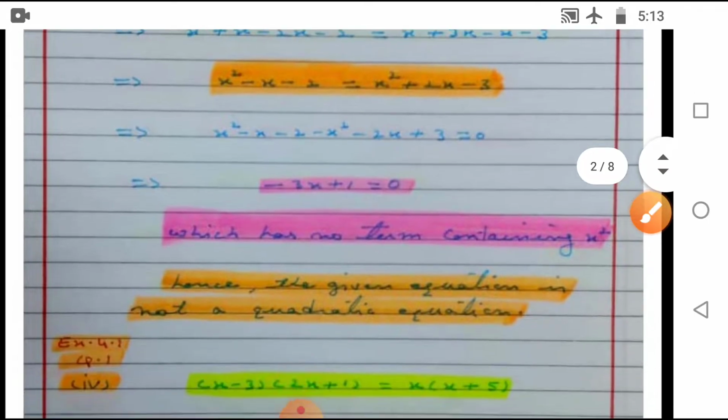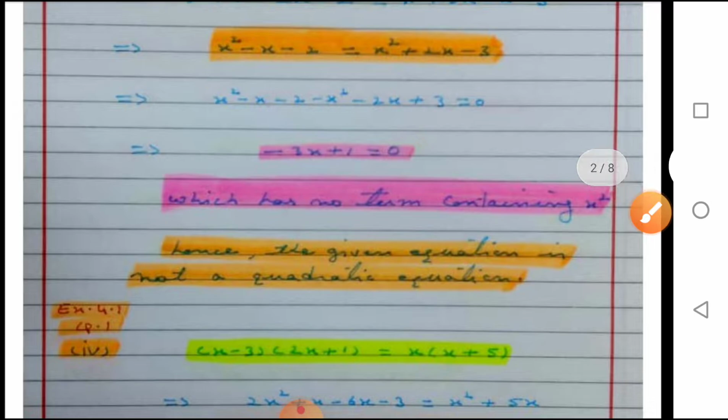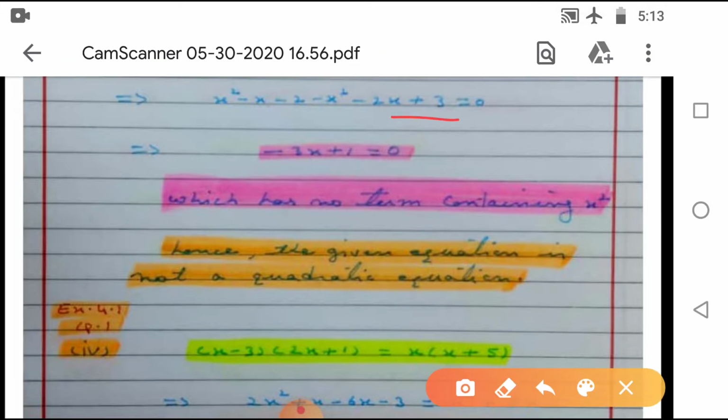The given equation is not a quadratic equation, because this equation is not in the form of ax square plus bx plus c is equal to 0, where a is not equal to 0. Here, the coefficient of x square in this equation is 0.